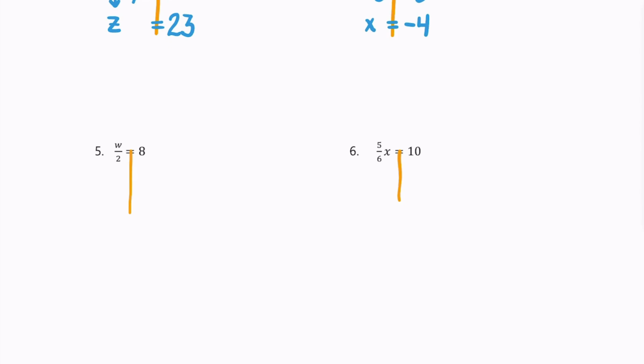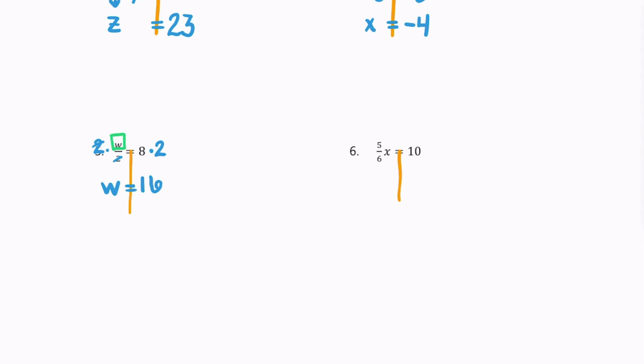For number 5, we have w divided by 2. So we want to get rid of that division of 2. So the opposite of dividing by 2 would be to multiply by 2. And if I multiply that left-hand side by 2 to keep my equation balanced, I need to multiply the right-hand side by 2. Those will go away. That's going to leave me with w equals 16. 8 times 2. Okay?